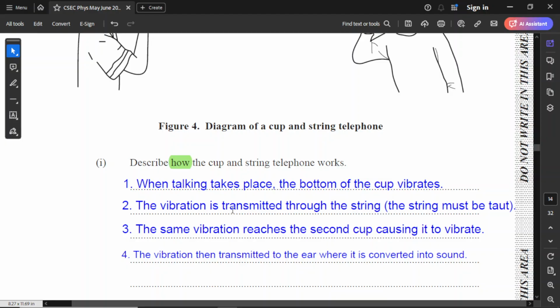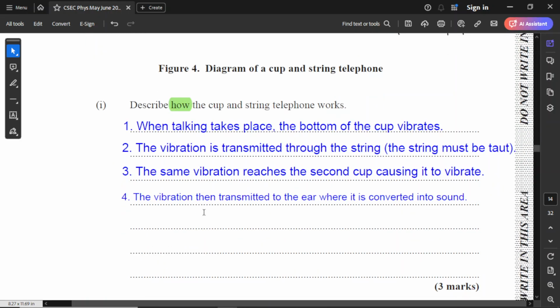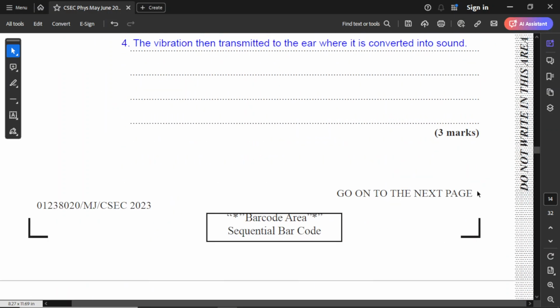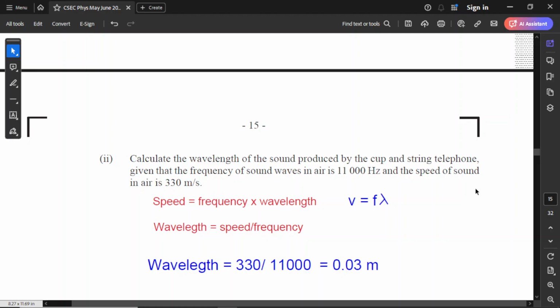Then the vibration is transmitted through the string. You must mention that the string must be taut. If it's too slack or loose, you're not going to get that transfer of vibration through the string. So you must mention that it is taut. 3, the same vibration reaches the second cup, causing it to vibrate. So the second cup will vibrate when the vibration reaches that cup. The vibration then transmits to the air, where it is converted into sound, or sound impulse, if you want to make specific reference to that.